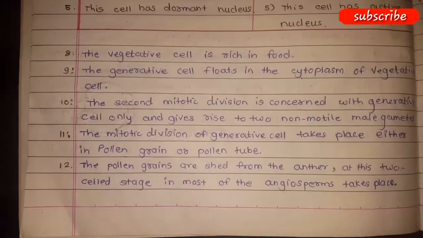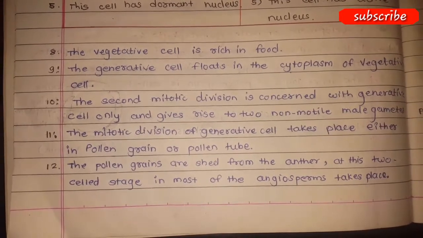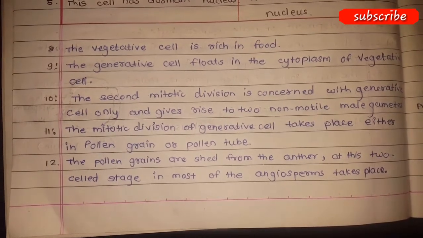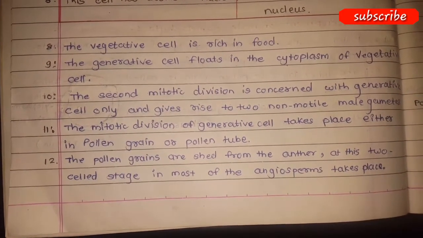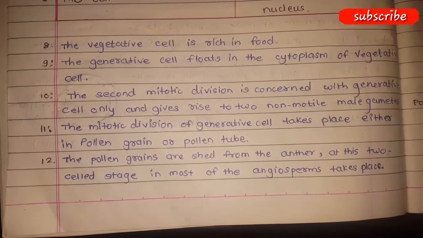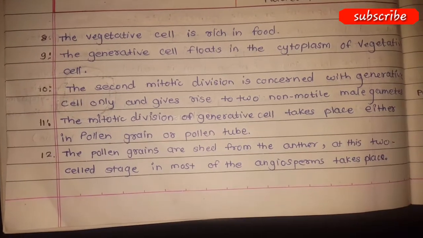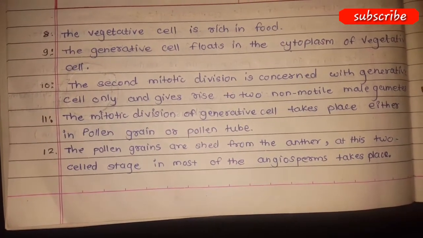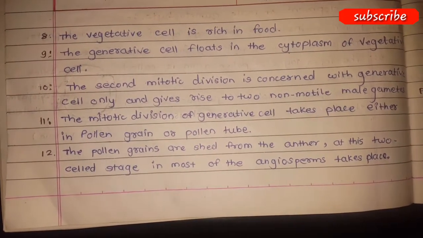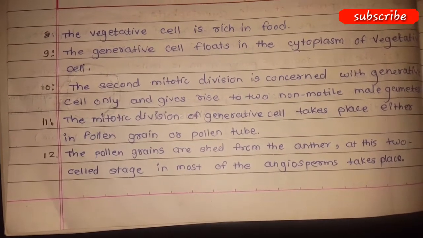The next, point number 8, the vegetative cell is rich in food. 9, the generative cell floats in the cytoplasm of vegetative cell. 10, the second mitotic division is concerned with generative cell only and gives rise to two non-motile male gametes. 11. The mitotic division of generative cell takes place either in pollen grain or pollen tube. 12. The pollen grains are shed from the anther at this two-celled stage in most of the angiosperms.